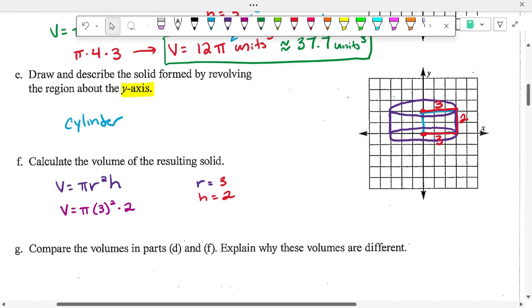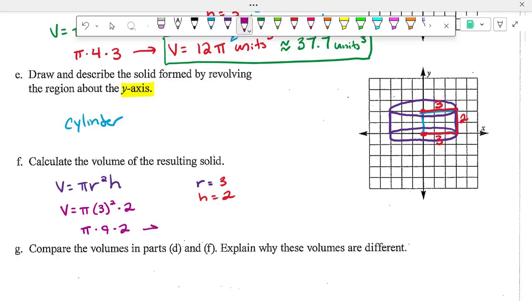What's 3 squared? 9. So I have pi times 9 times 2. 9 times 2 is 18. So volume is exactly 18 pi units cubed. Put that in your calculator. Give me an approximate, rounded to 2 decimal places.